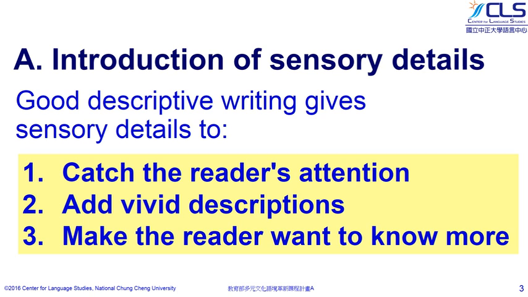So, a good descriptive writing gives a variety or range of sensory details. The reasons why writers use sensory details are: 1. To catch the reader's attention, 2. To add vivid descriptions, and 3. To make the reader want to know more.